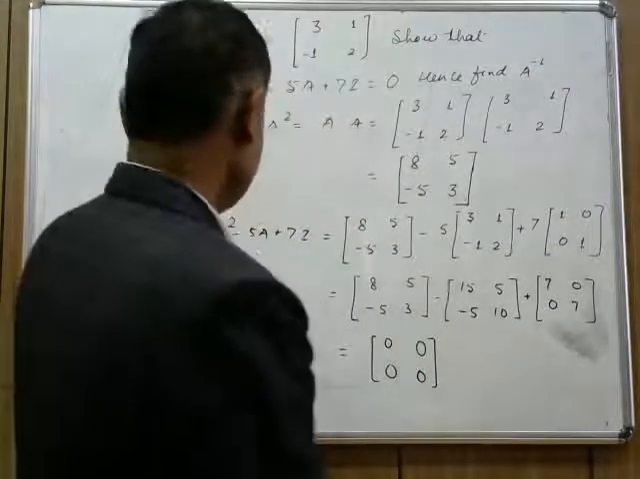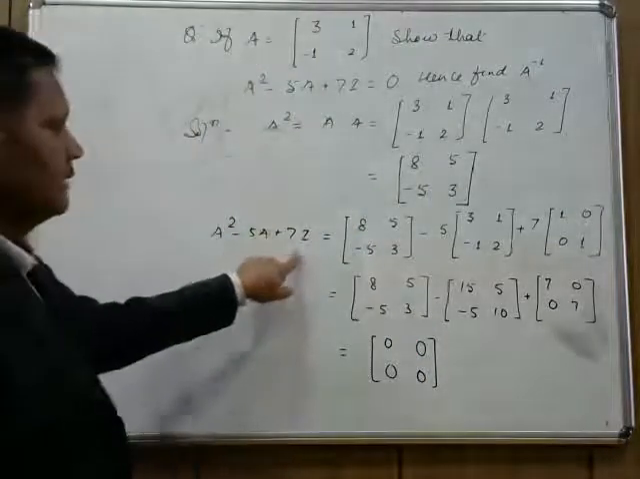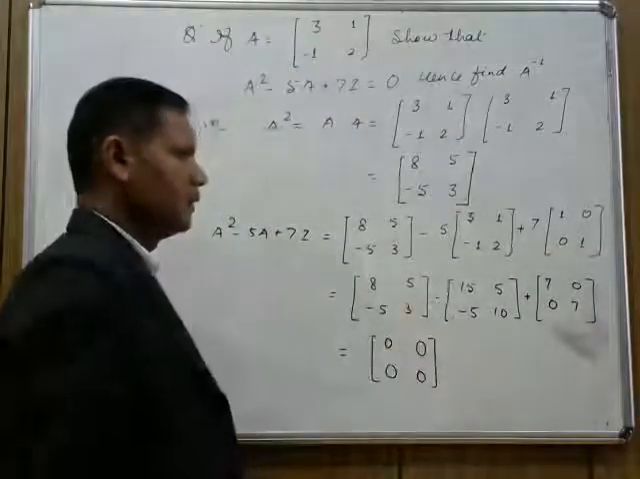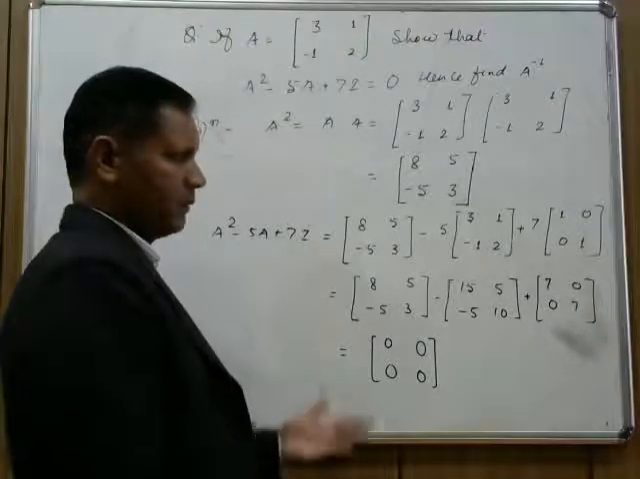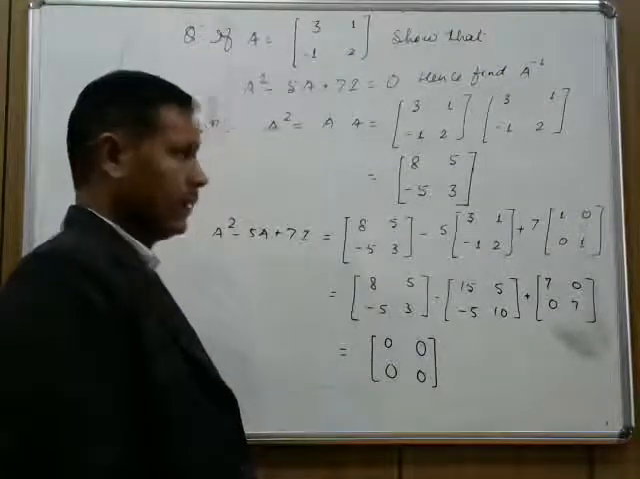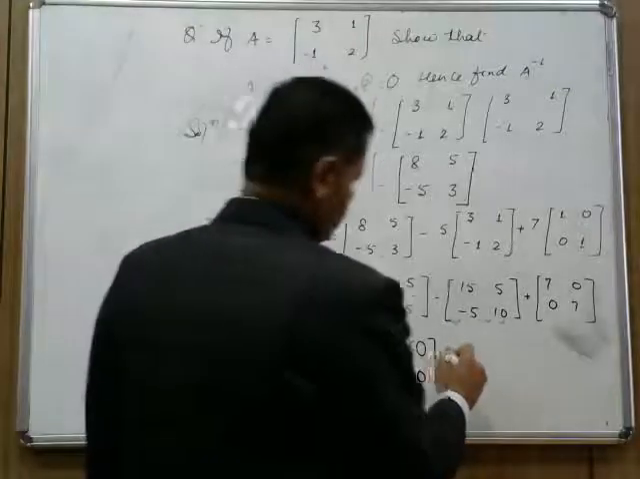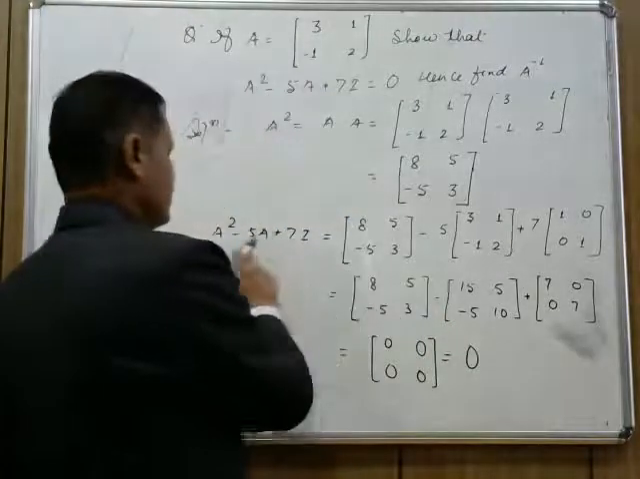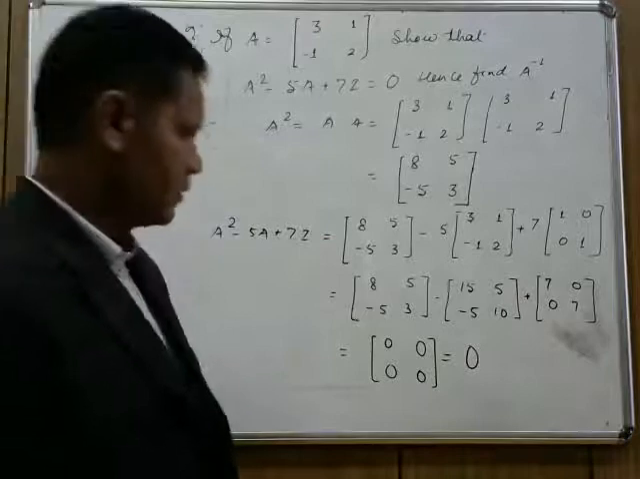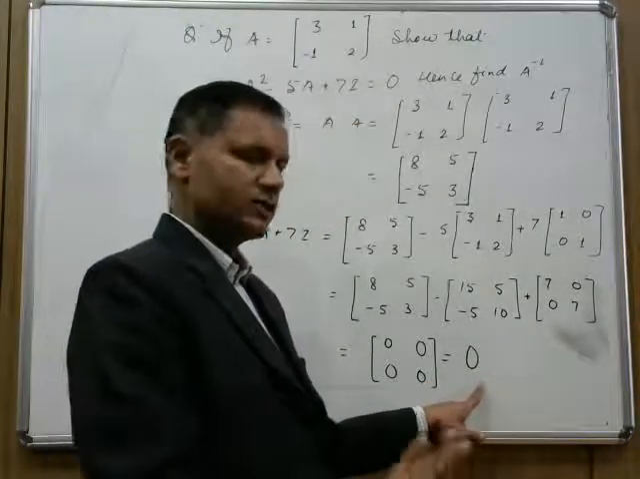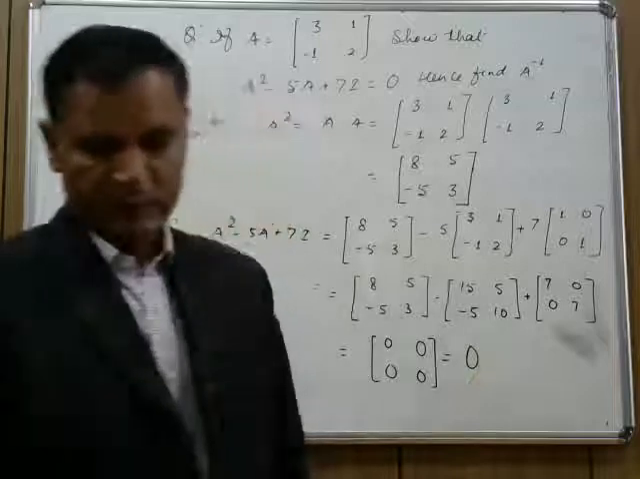What do you got? Now A squared minus 5A plus 7I equals the 0 matrix. We have got it. We have proved it. This was the one part of the question. Now the question is, find out A inverse using this. Now we have proved that A squared minus 5A plus 7I is equal to the 0 matrix, whose each element is 0. Okay, that we have proved.